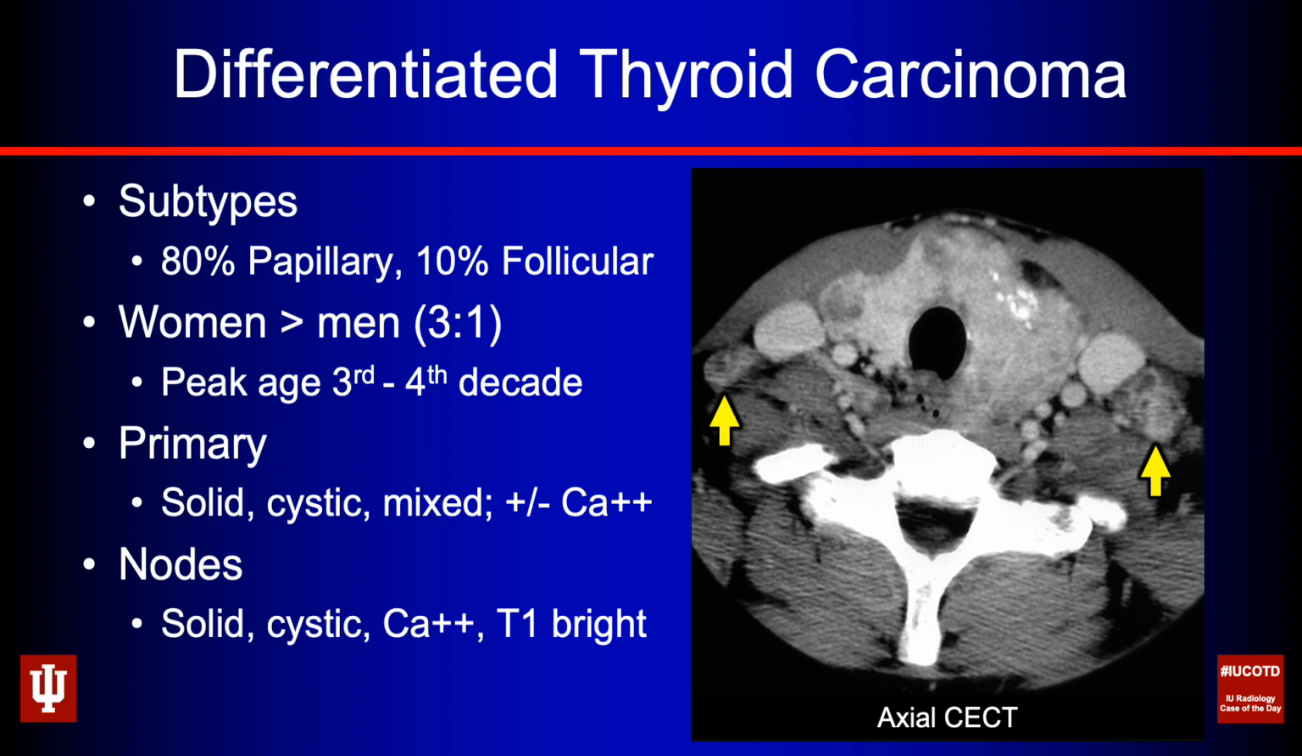And you can sort of appreciate that with these mixed solid and cystic lymph nodes here denoted by the yellow arrows. If you do MRI, oftentimes these will be T1 bright. That's because with differentiated thyroid carcinoma, it's so well differentiated that the nodal metastases are in fact churning out thyroid proteins like thyroglobulin. And those nodes may also have calcification within them as well.